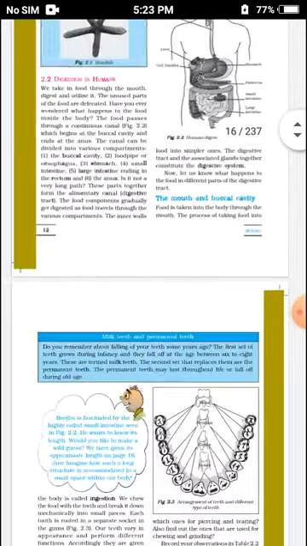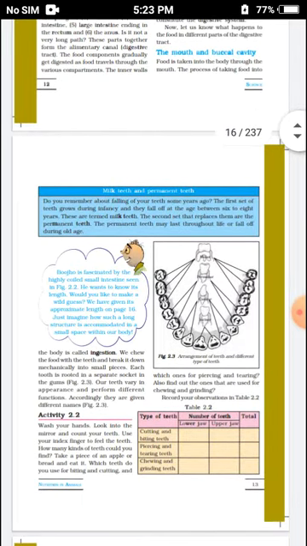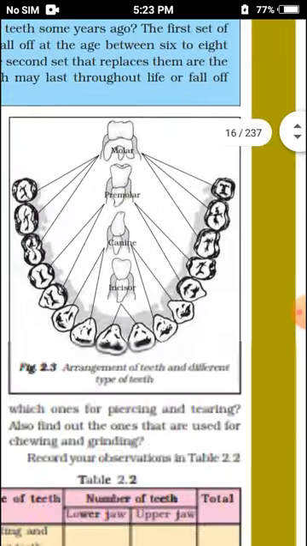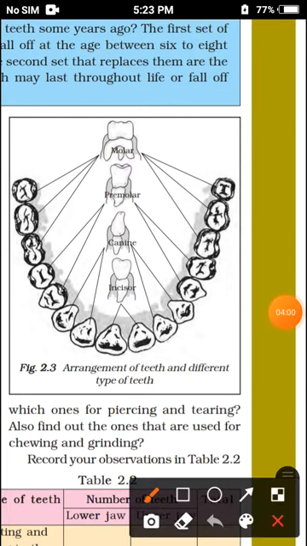Now we'll discuss how human beings digest their food. First of all we take the mouth and buccal cavity. We take food inside our mouth, and that is known as ingestion. Then we have the teeth to grind that food. Generally human beings have four types of teeth, and these are incisor, canine, premolar and molar.